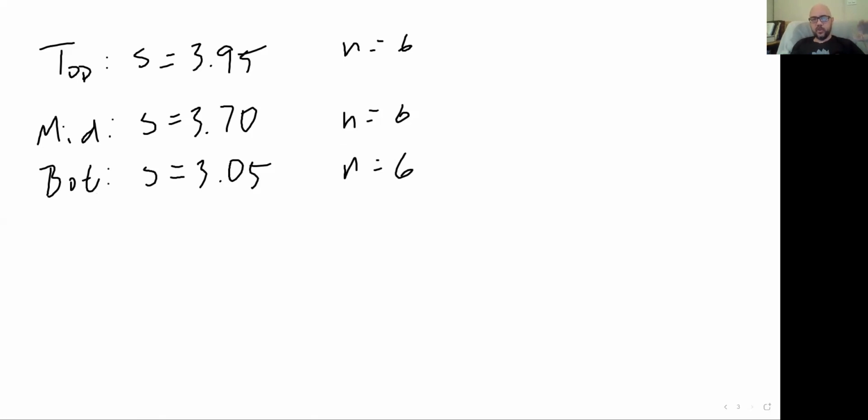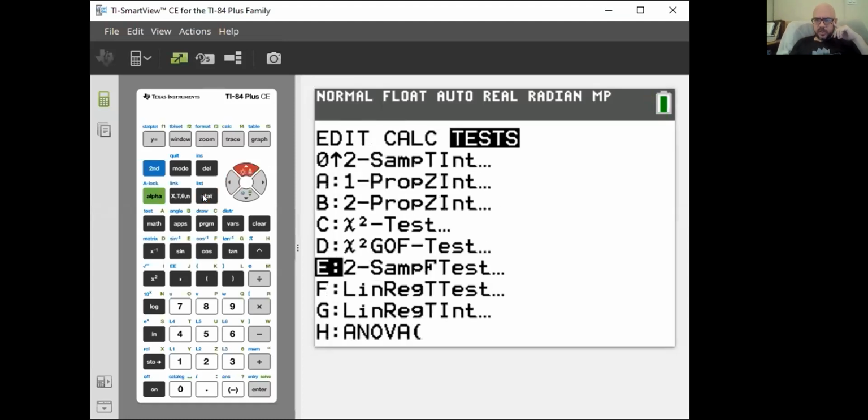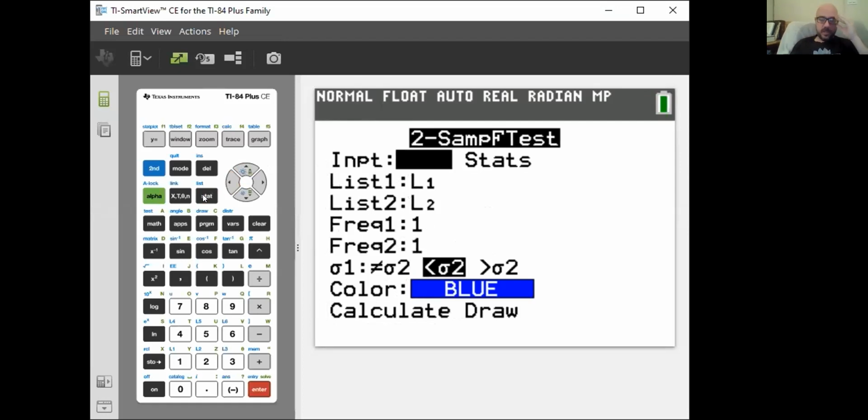So I'm going to go back to the calculator. I'm going to do stat, tests, 2 sample F tests. We have data actually. You could do stats for sure, since we found all the sample standard deviations, but I can just do data here because we have them. And it was top and bottom, which was L1 and L3.